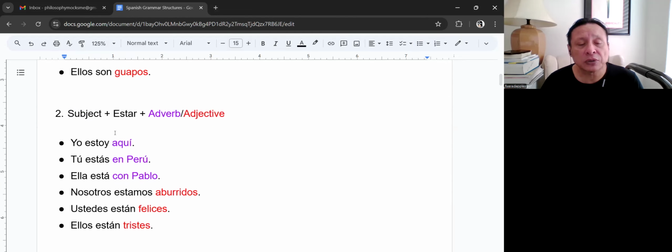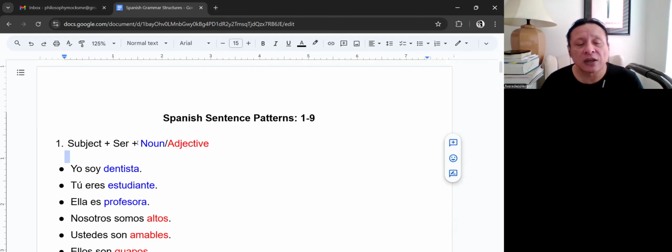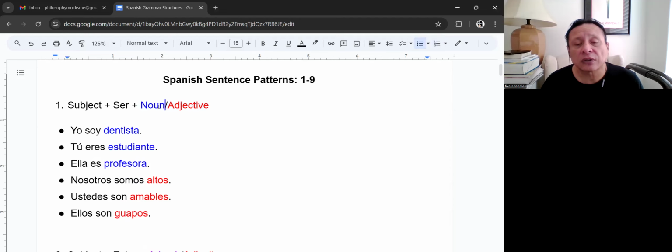Okay, pattern number two, we're doing the same thing, except notice here with the ser, we're using a noun and an adjective. And the reason why is because ser is for more permanent kinds of qualities. So if you're a dentist, it's a long-term thing. It's not like you switch being a dentist from day to day. Student, long-term thing. Professor, long-term thing.